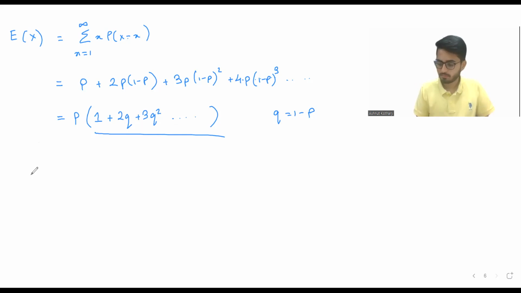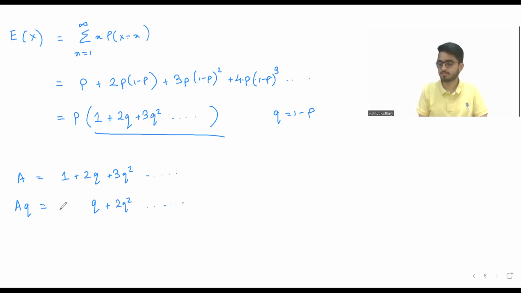So let A be equal to 1 plus 2q plus 3q square, and so on. The way to deal with this, just take a look and then take down the notes later on. I multiply both sides with q. So this will be what? q plus 2q square, and so on. I've just left a space here purposely. 1 into q is q, 2q into q is nothing but 2q square, and so on.